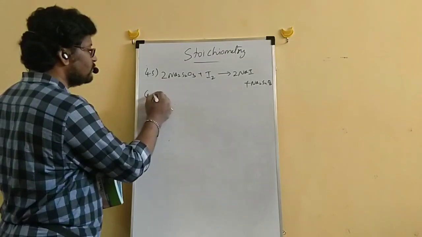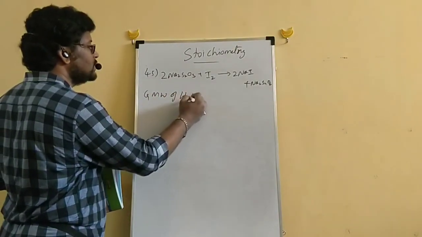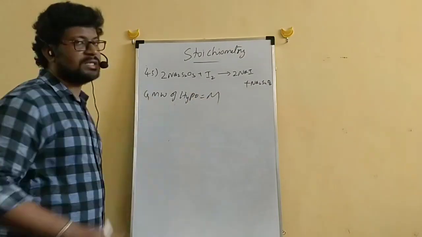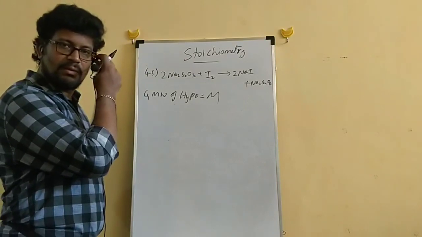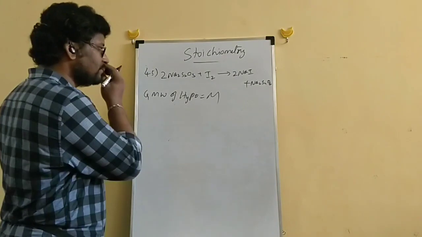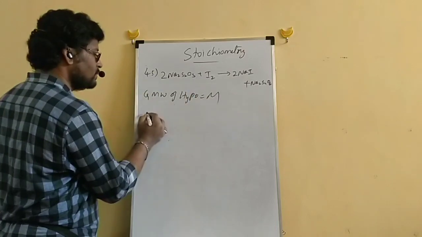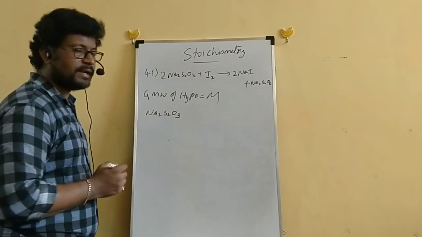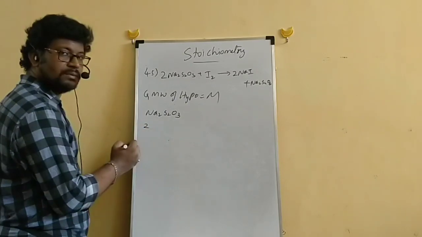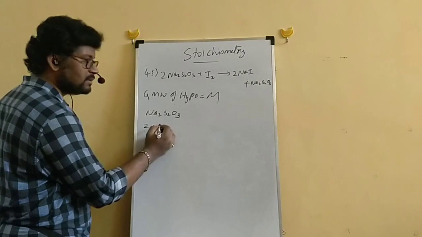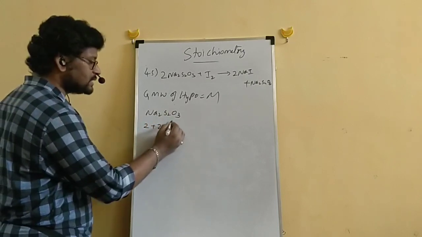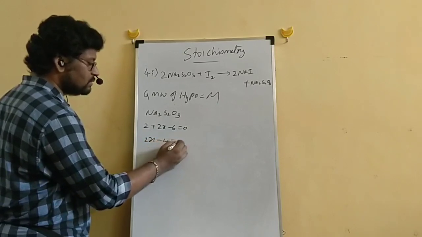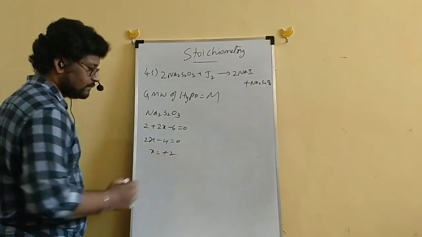Gram molecular weight of hypo is equal to capital M. That is okay. But what is the change in oxidation number? We have to see carefully. Now let us see this Na2S2O3. In this, to find the oxidation number of sulfur, sodium is plus 2, sulfur let it be x, two atoms so 2x, oxygen minus 6, equal to 0. 2x minus 4 is equal to 0, x is equal to plus 2.